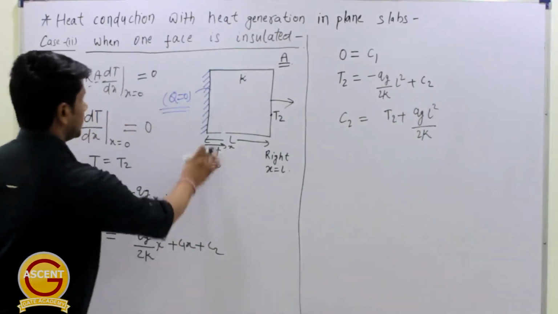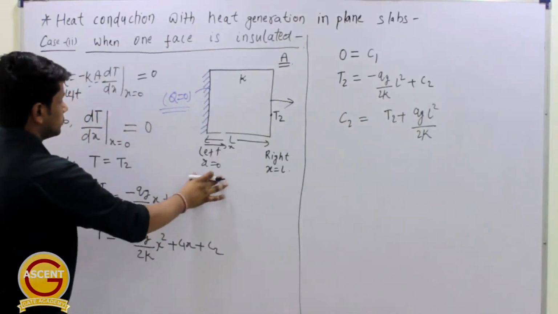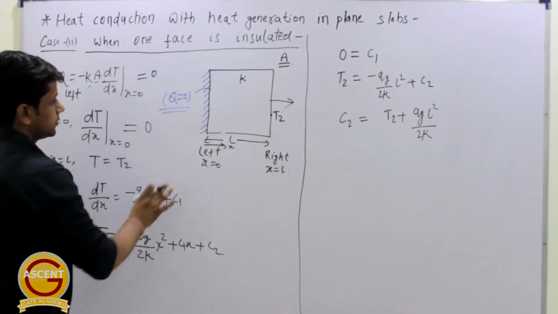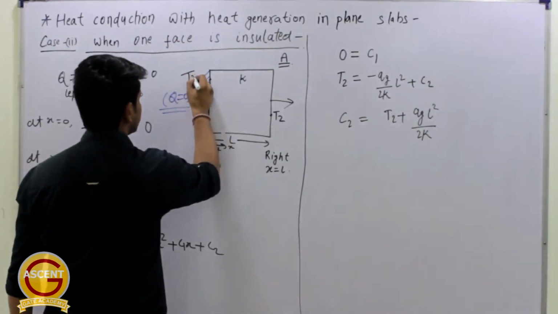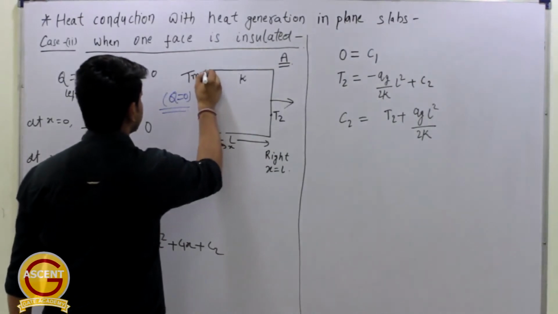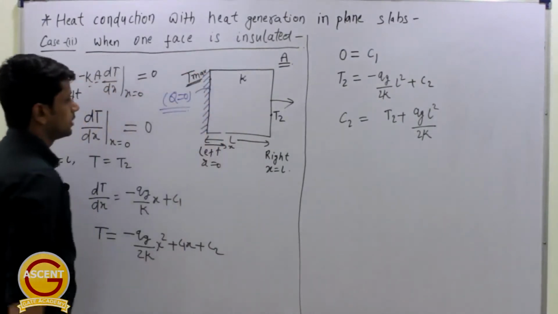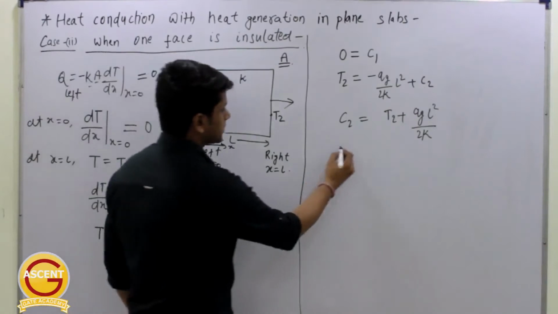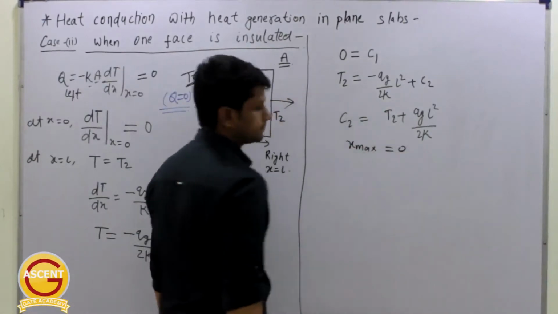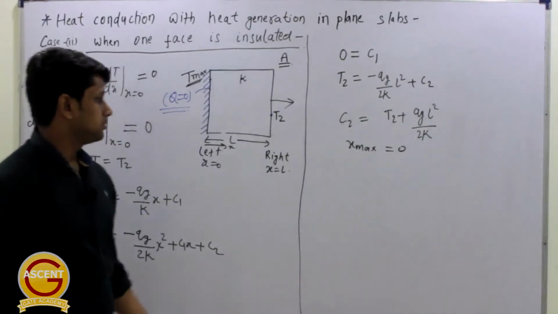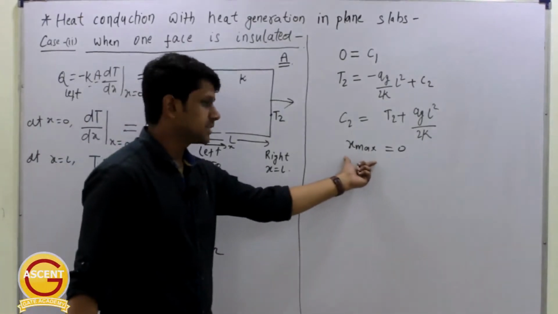So because at this location at x equal to 0, the dT by dx is 0, the temperature at this location will be maximum. So this will be T max, right? So for this case, x max is equal to how much? It is equal to 0. So we do not need to calculate this x max value.